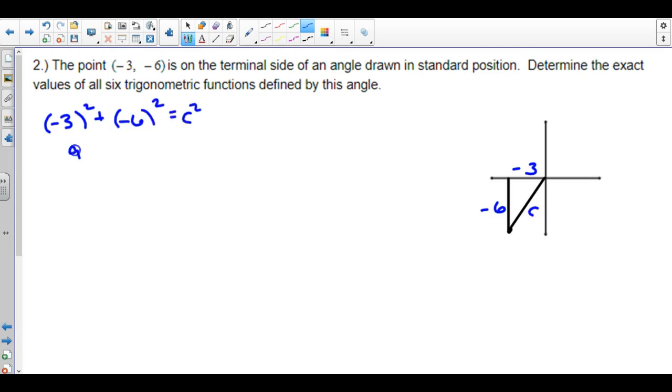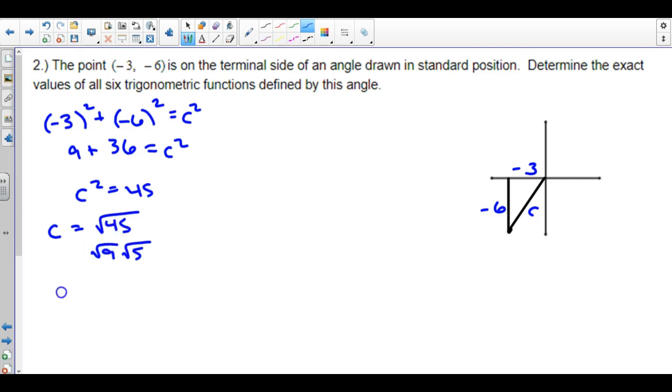It's going to end up being 9 plus 36 is c squared. C squared equals 45. So c is going to be the square root of 45, which if I extract my perfect square of 9, that's going to go into 45 5 times. And the square root of 9 is 3. So my c value over here on the hypotenuse is 3 radical 5. And that is a positive value since it's the negative squared that's going to become positive.